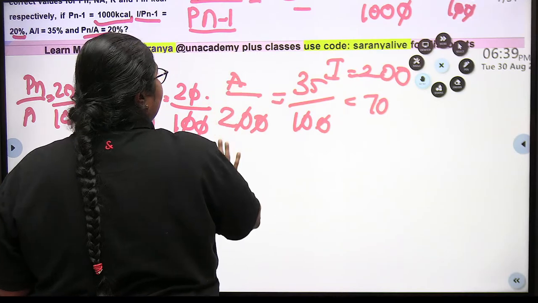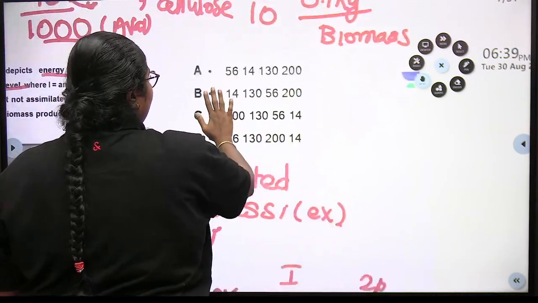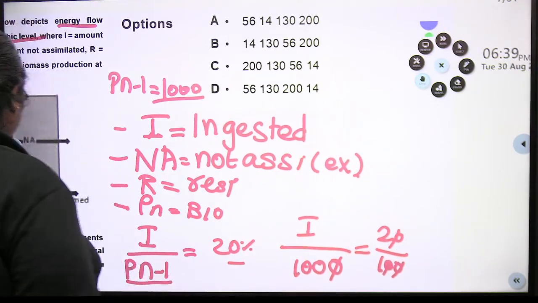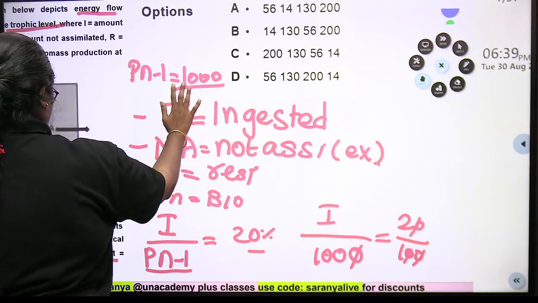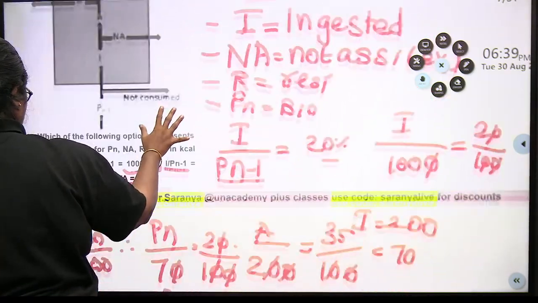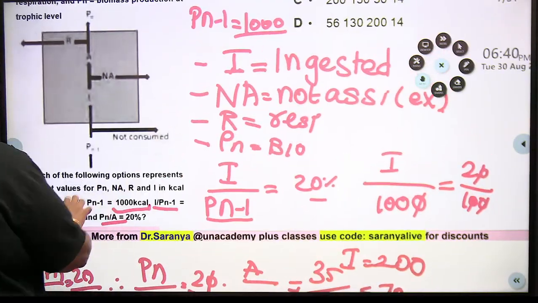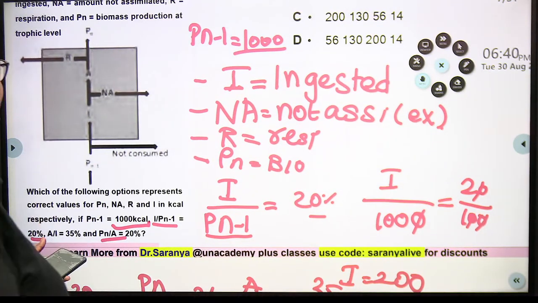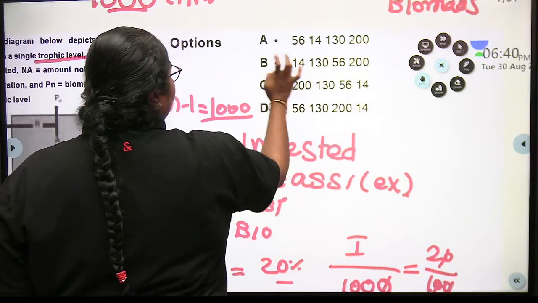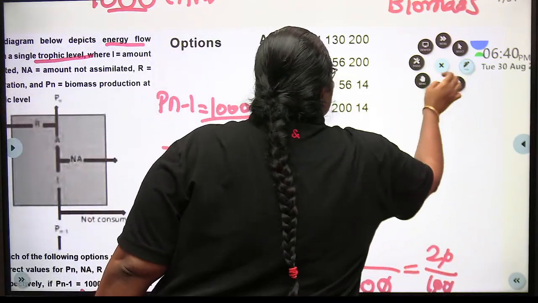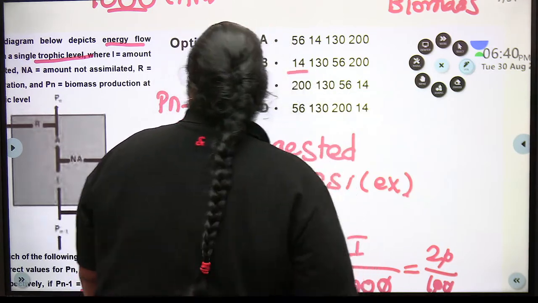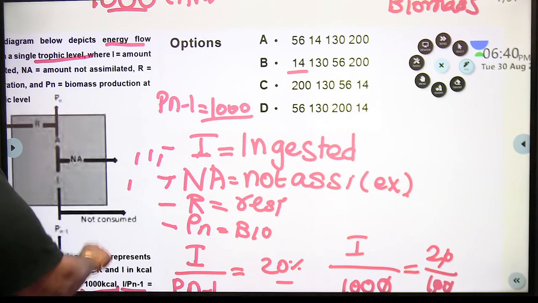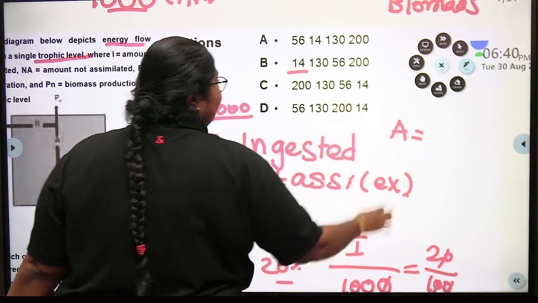This question is for 4 marks. They have asked which of the following answers are going to be correct. So this is what they have given. They have asked for the value of your Pn. So what is your Pn? Pn is going to be your 14. By that only you will know that, isn't it? So Pn is going to be your 14. And next, they have asked about not assimilated. What is assimilated?